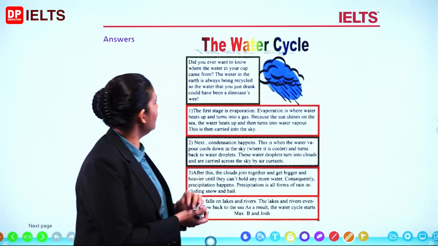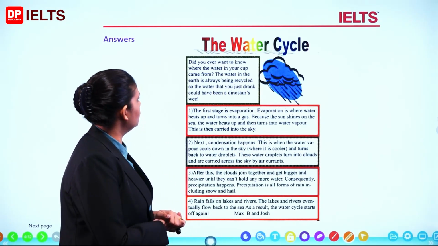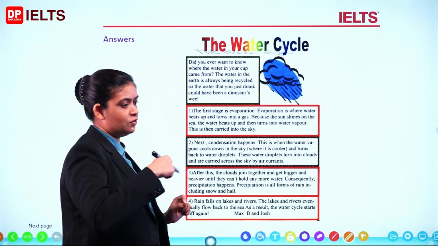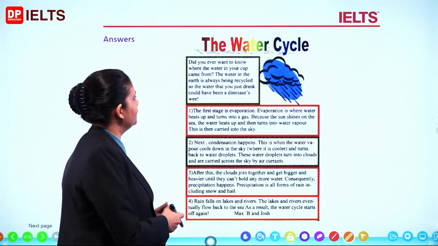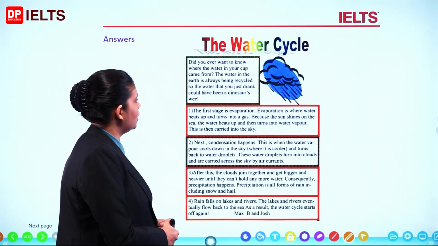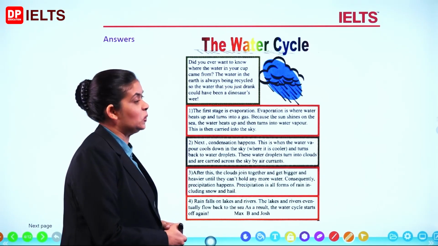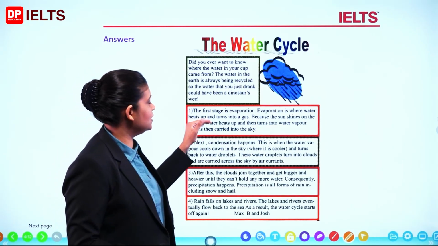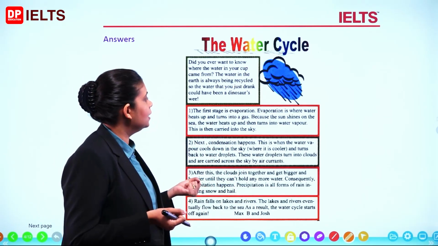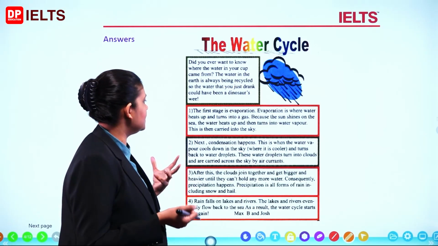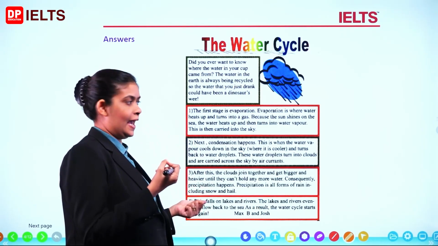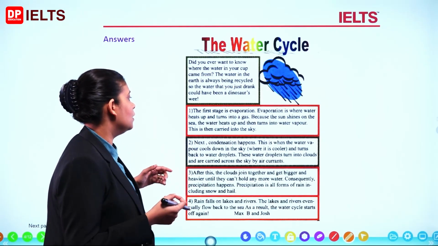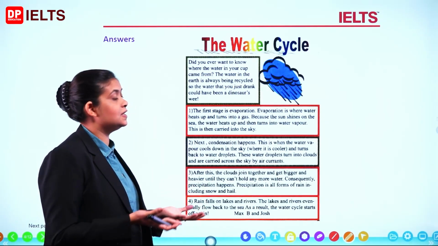So did you ever want to know where the water in your cup came from? The water in the earth is always being recycled, okay? So water that you just drank could have been a dinosaur's wee. Ooh, okay? The first stage is evaporation, right? Evaporation is where water heats up and turns into gas. Because the sun shines on the sea, the water heats up and then turns into vapor.